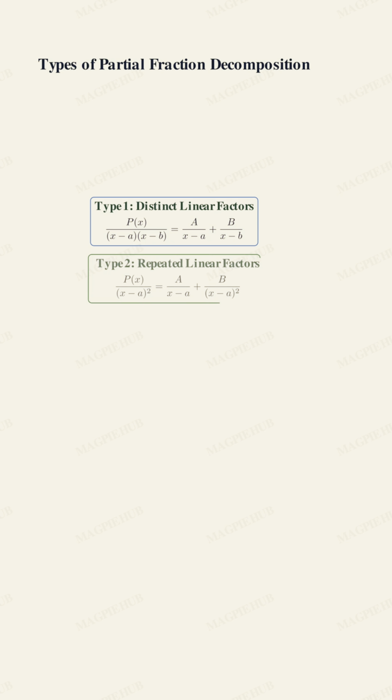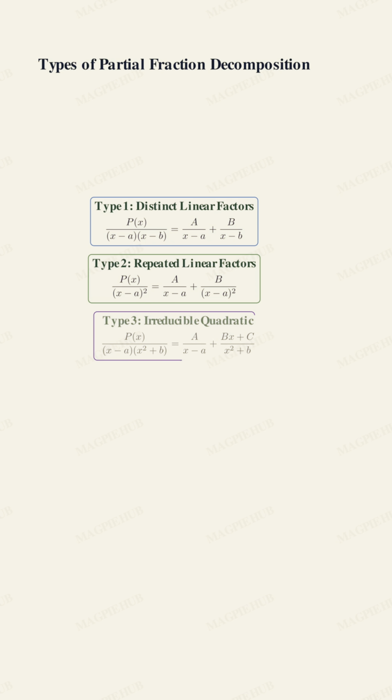Type 1. Distinct linear factors. For example, if the denominator is (x minus a) times (x minus b), we write a over x minus a plus b over x minus b. Type 2. Repeated linear factors. If we have (x minus a) squared in the denominator, we need both a over x minus a and b over (x minus a) squared.